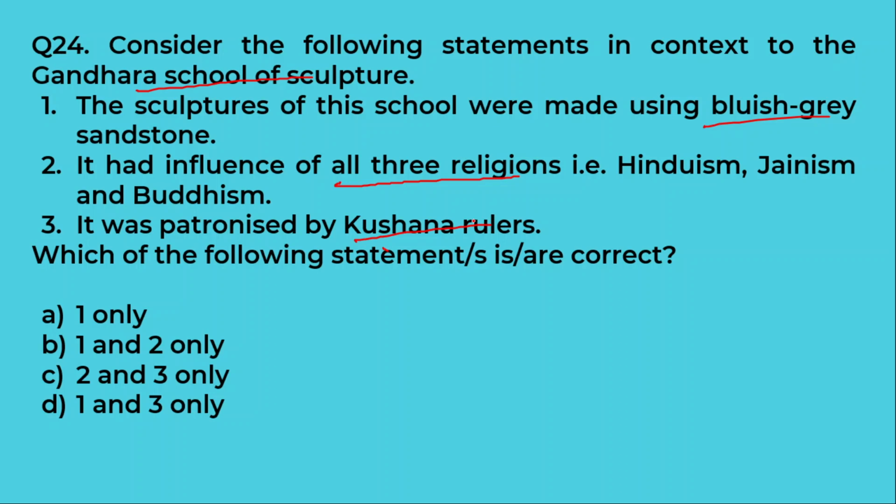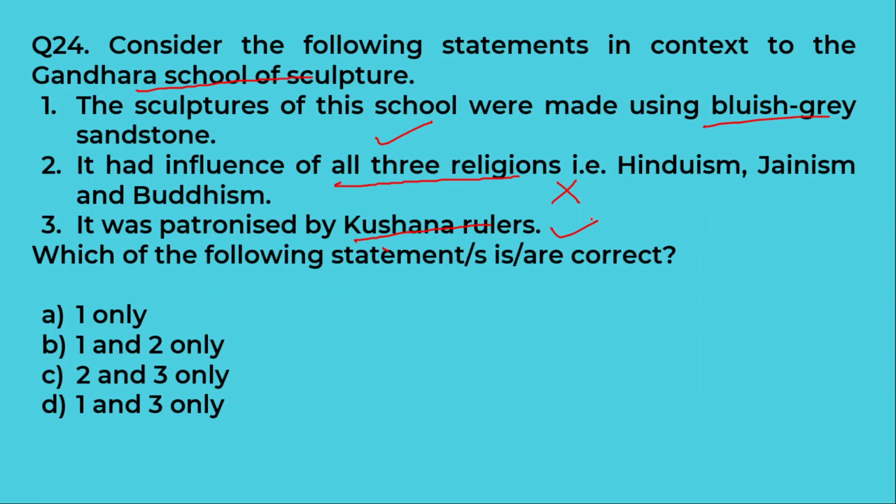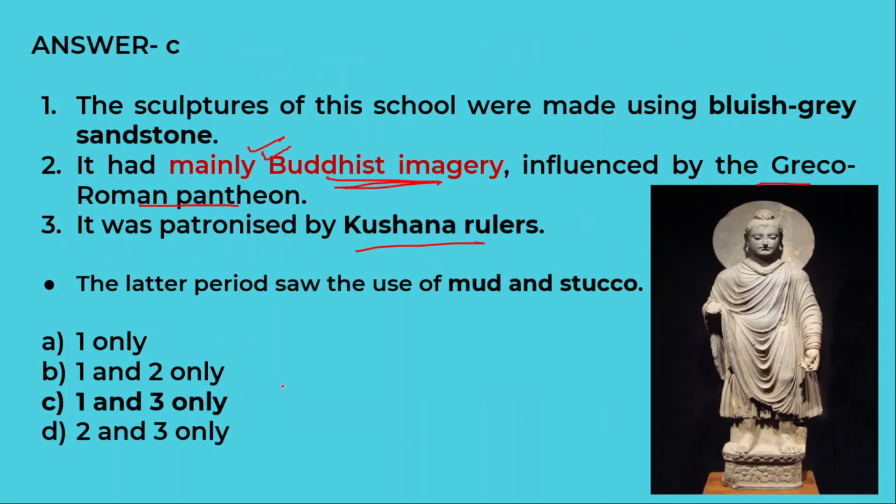I am telling you the answer. The first statement is correct. The sculptures of the school were made using bluish grey sandstone. Second statement is wrong because this school had mainly Buddhist imagery and this was influenced by the Greco-Roman pantheon. That's why it was known as Greco-Indian School of Art. Okay, so it had mainly Buddhist imagery. And third statement is correct. It was patronized by Kushan rulers. So 1 and 3, D option is the correct answer.